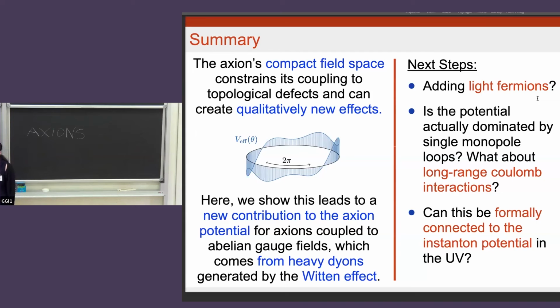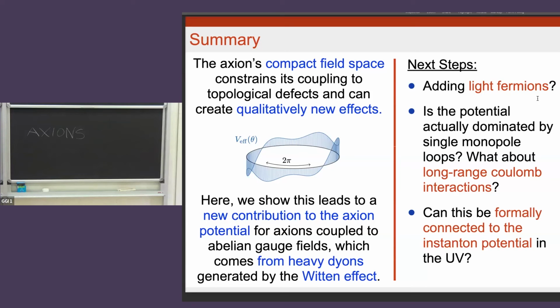Second thing: is the potential actually dominated by single monopole loops? We made the assumption that you could sum over disconnected loops, this exponential, but maybe there are some long-range Coulomb interactions that you would need to take into account. We think that this should be the dominant contribution because you have weak coupling. This is the same approximation you're making in the instanton case, in the form of the dilute instanton gas approximation. But potentially you could look at corrections to that. So that's one thing we are also interested in understanding. And then finally, we can ask what was asked before, which is, can you formally connect this to the instanton potential in the UV?